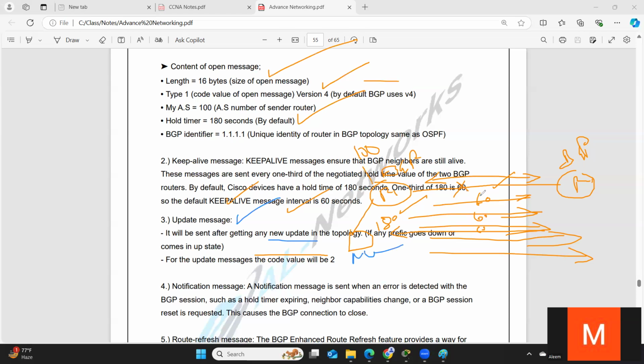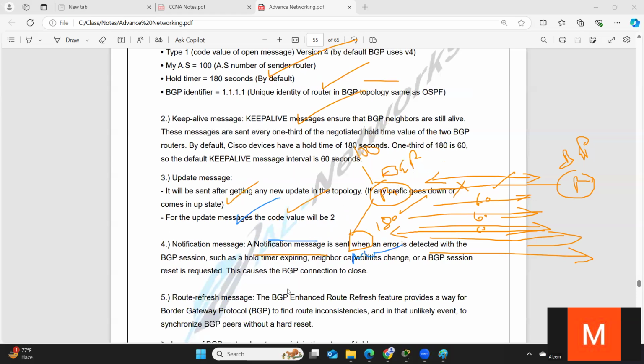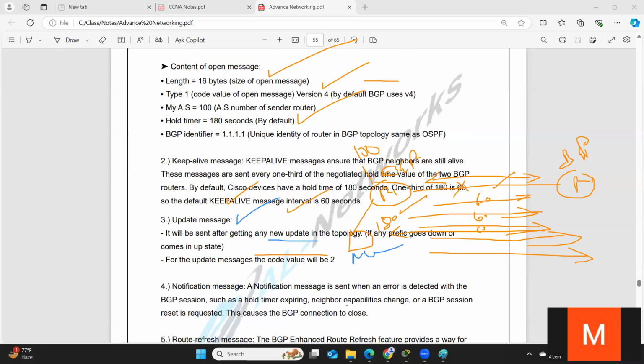And if any neighborship goes down or anything happens, they will send a notification message. The notification message is a kind of log, a kind of error detection. If there are any errors, any neighborship goes down, or any prefixes are not readable, then they will send a notification message.